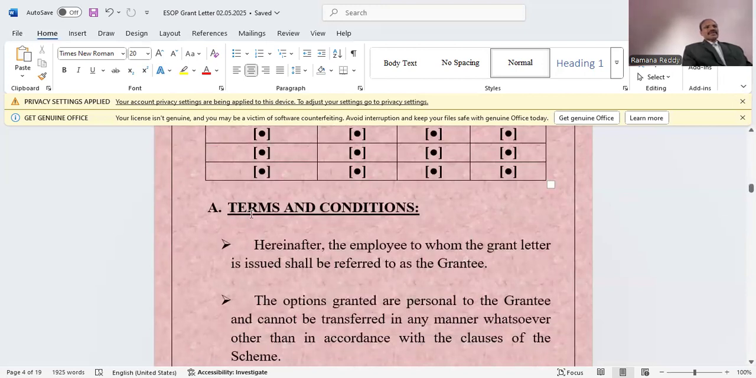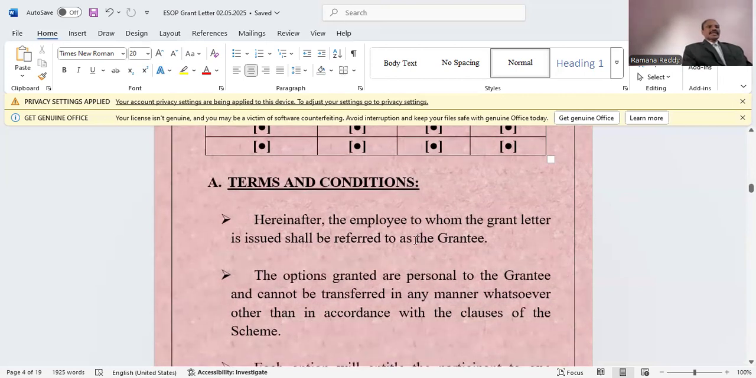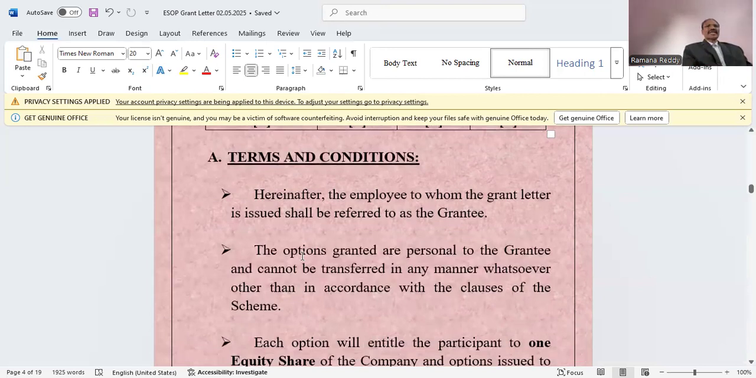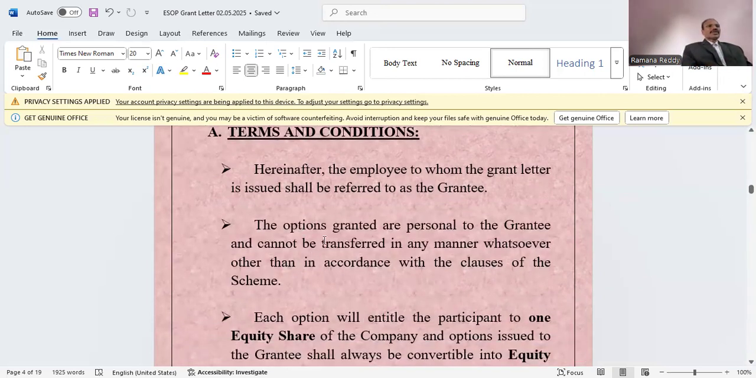So terms and conditions. As per the regulations, we have to give terms and conditions clearly in the ESOP grant letter. Herein, after the employee to whom the grant letter is issued shall be referred as the grantee. To whom this letter is given is called as a grantee, because he is taking a grant. So it is a grantee. This is a grant letter giving to the grantee.